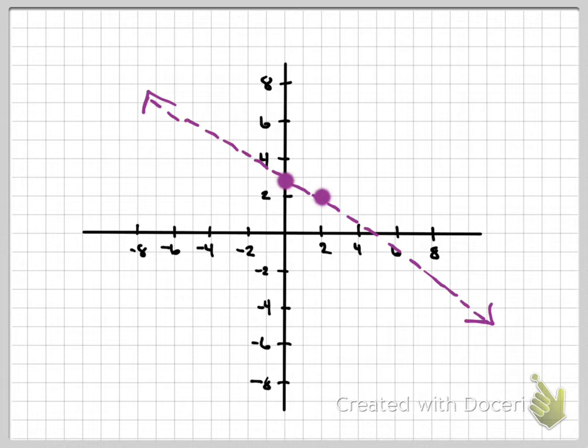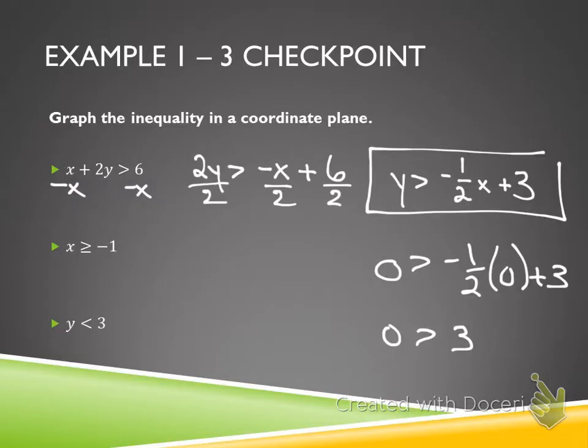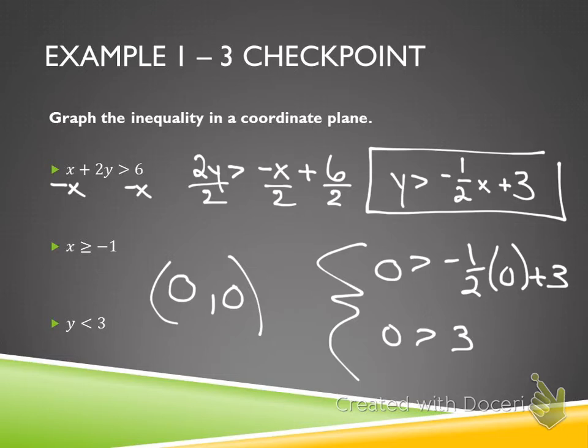I need to use my test point, okay? So I come back over here, and this is my test point right here. This is what I did to check my solution. My test point, I used 0, 0. So I plugged in 0 for y and 0 for x. Okay, well that's easy. What's negative 1/2 times 0?